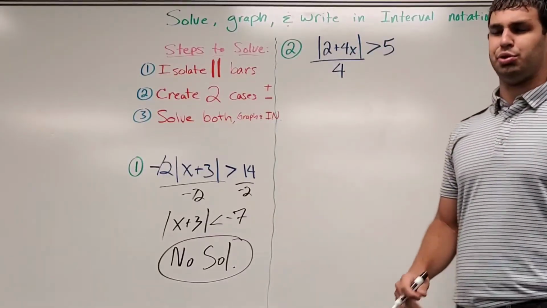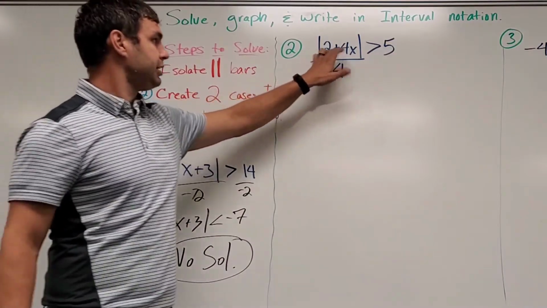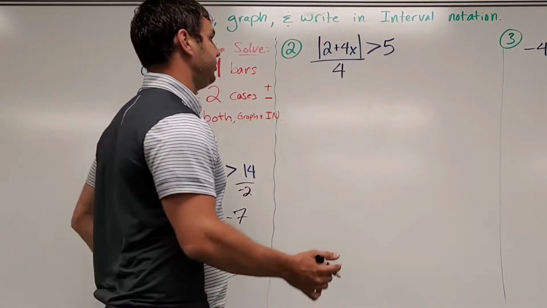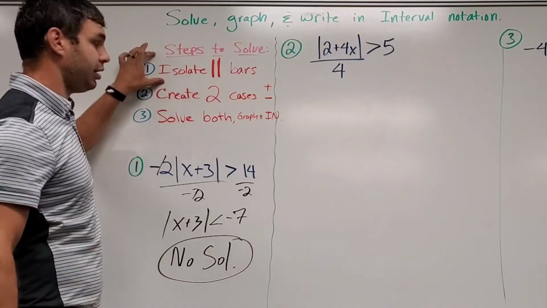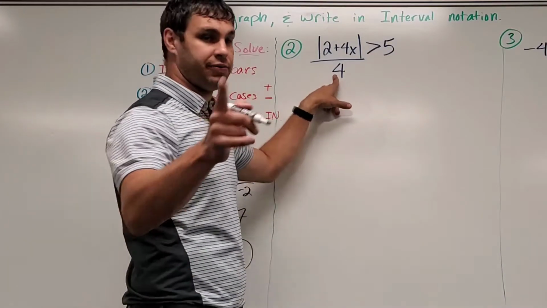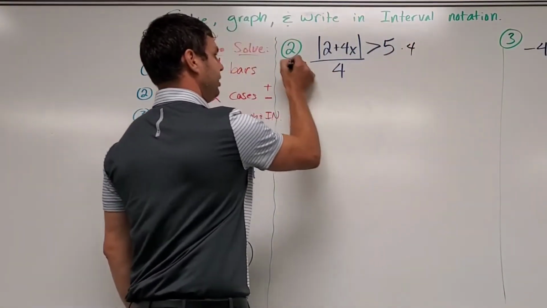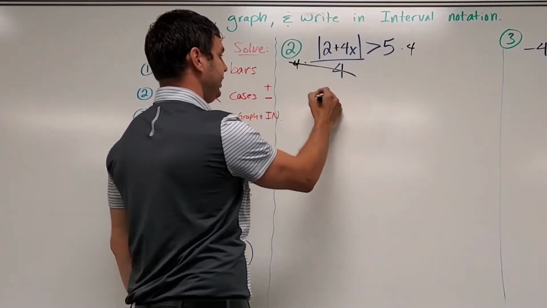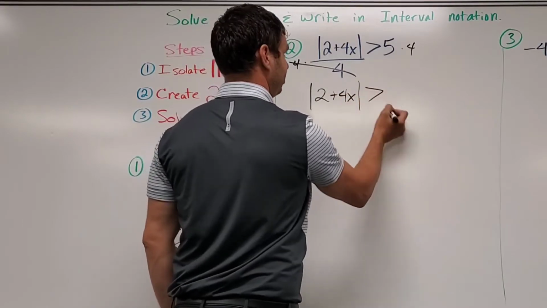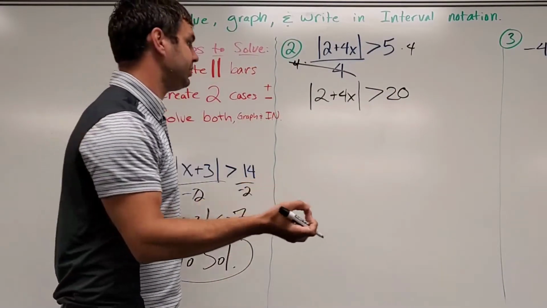All right, let's try number two. This one does have a solution. Number two says the absolute value of 2 plus 4x, all divided by 4, is greater than 5. Same idea. Our absolute value bars are not isolated. To get them isolated, I'm going to multiply both sides by 4. 5 times 4 is going to be 20. But over here, first, the 4's are going to cancel. The absolute value of 2 plus 4x is greater than 20. Our sign stays the same, right? We multiply by a positive.